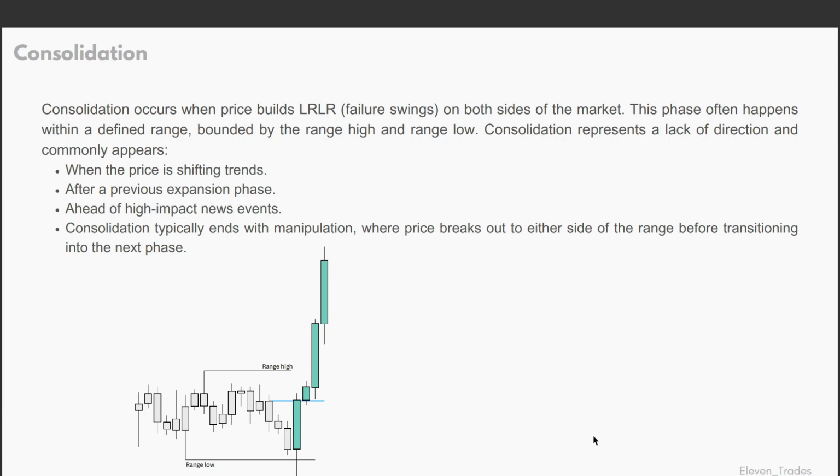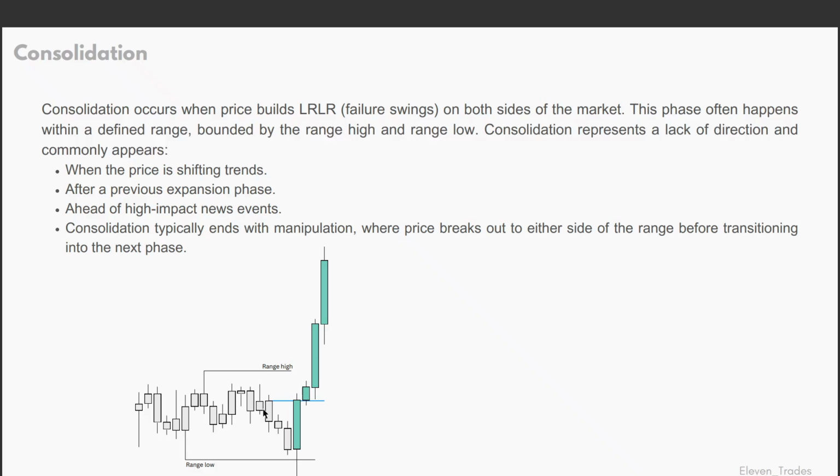Consolidation actually occurs when the price is building low resistance liquidity runs or failure swings on both sides of the market. Actually, consolidation is a defined range, like you can see it right here. Price is ranging between that range high and the range low. It lacks those expansion moves, those big candles. When the price is shifting trend, like when the reversal is occurring, the consolidation will occur prior to that.